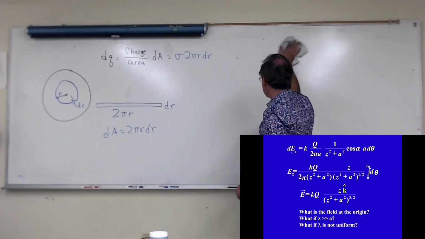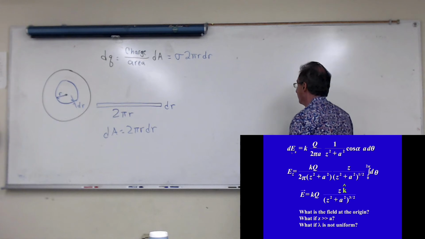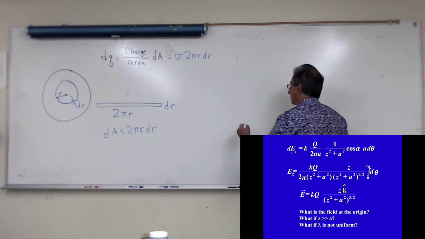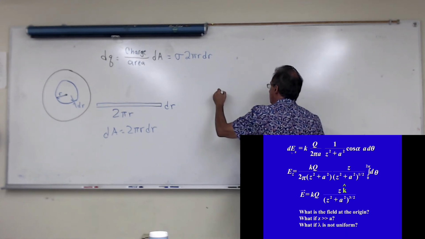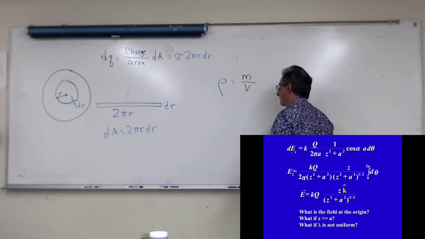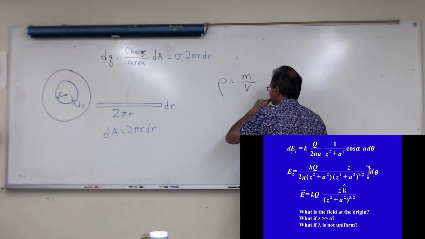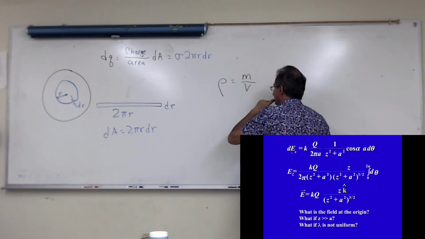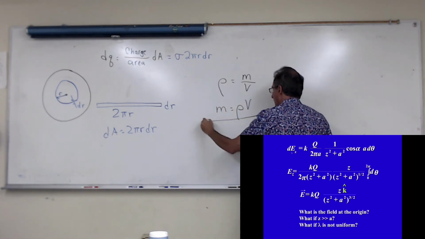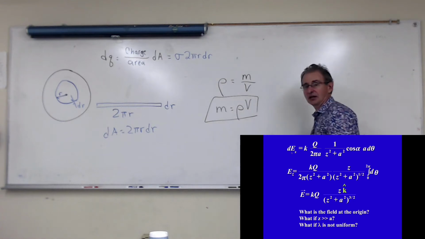Oh yeah, so I was going to ask you a question, I just forgot. You learn in high school that density is mass over volume. And you learn that mass is density times volume. Is that always true?